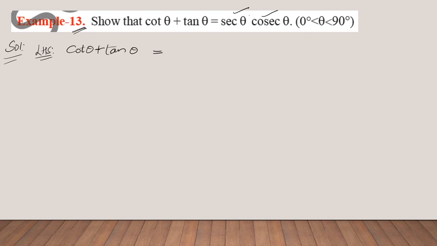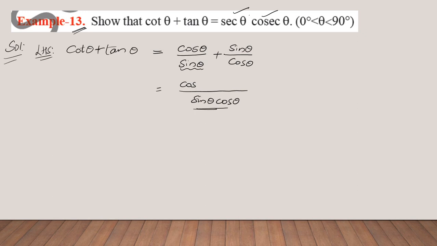For that, cot theta I can write as, from the first exercise we have the formula, cos theta by sin theta, plus tan theta I can write as sin theta by cos theta. Now by taking the LCM, what is the LCM here? The LCM is sin theta into cos theta. Here we have only sin theta, so cos theta is missing, so I can directly cross multiply.